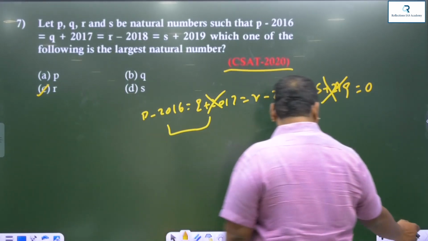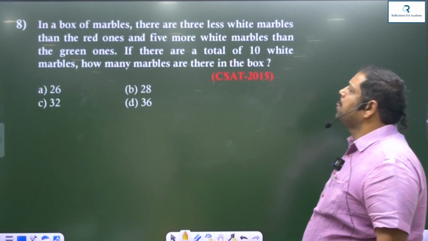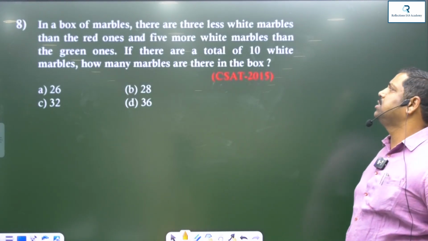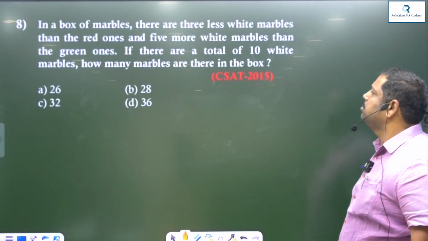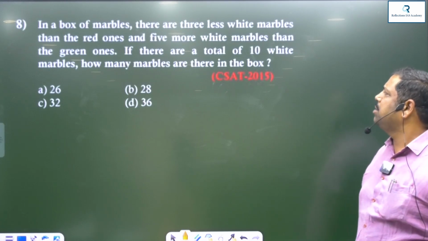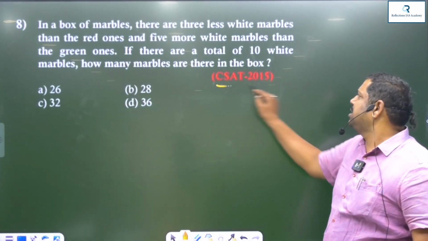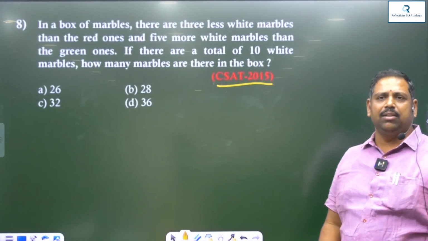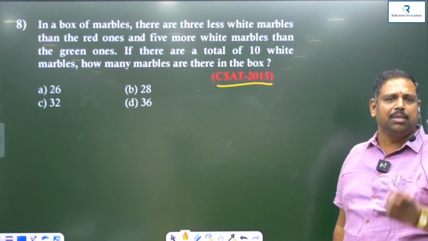Right, now let's see the next beautiful one. In a box of marbles, there are 3 less white marbles than red ones and 5 more white marbles than the green ones. If there are a total of 10 white marbles, how many marbles are there in the box? Yeah, this is CSAT 2015. Everybody has to cry for not getting this question in your examination.